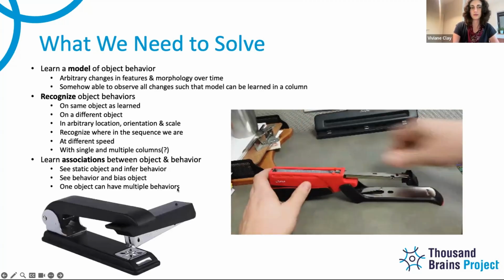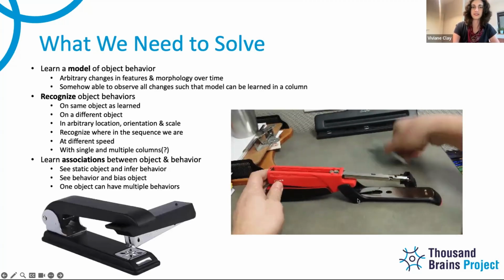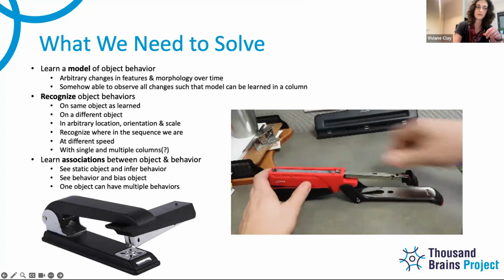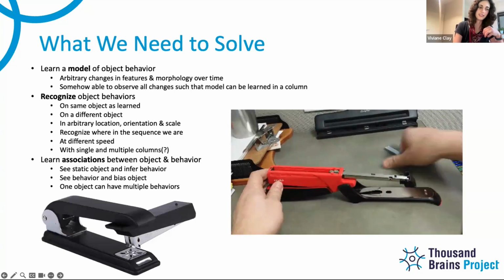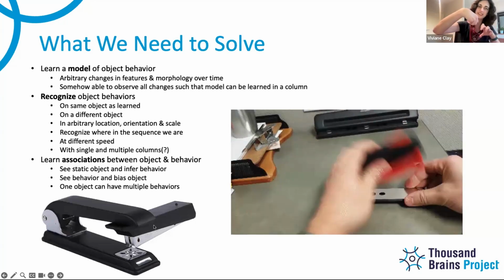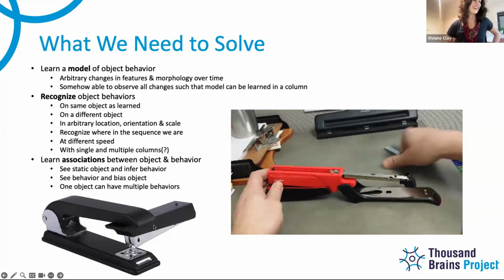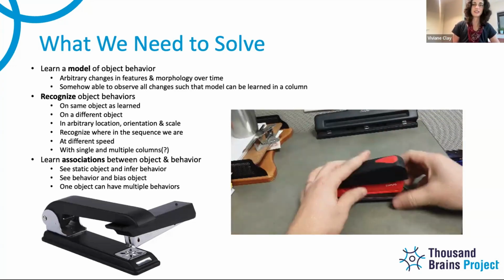And then also one object can have multiple behaviors. The stapler, you can reload the staples, you can change the deflection plates, all this stuff. Apparently there are these really funky staplers where you can rotate the top part so you can staple at an angle. So yeah, lots of objects have many behaviors.